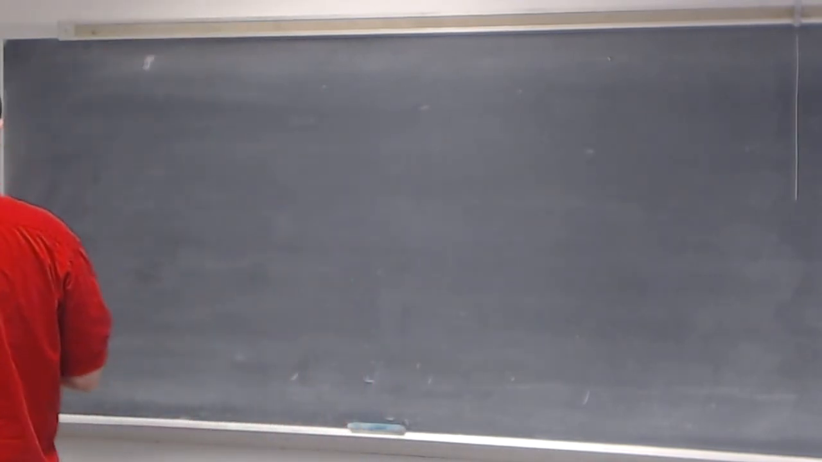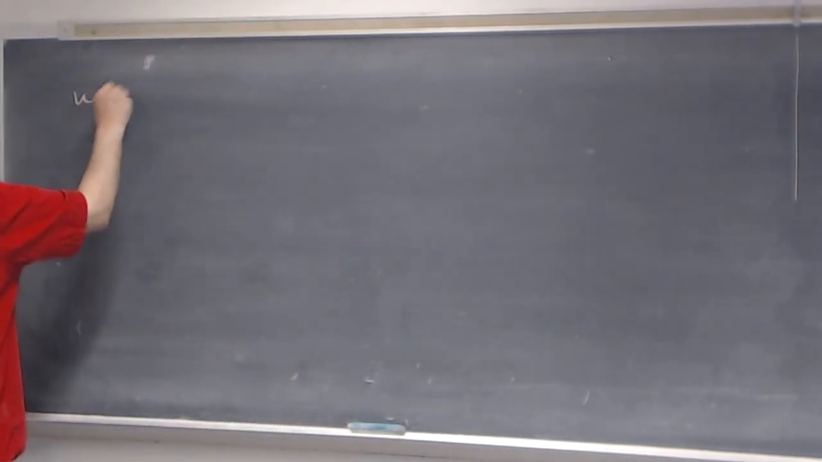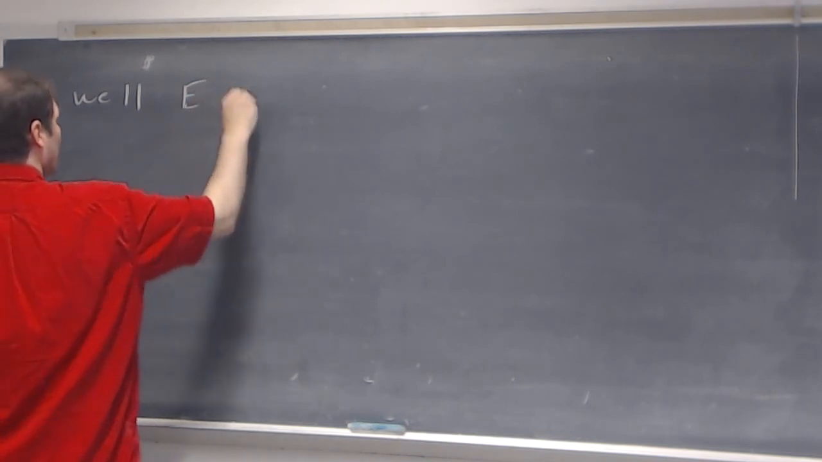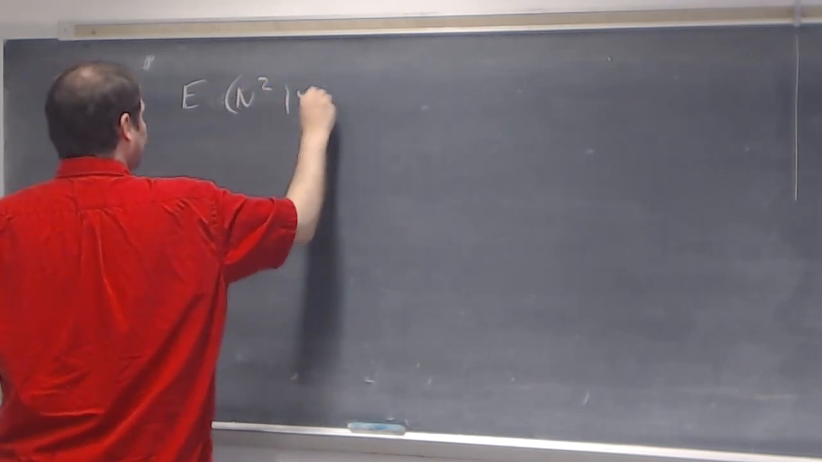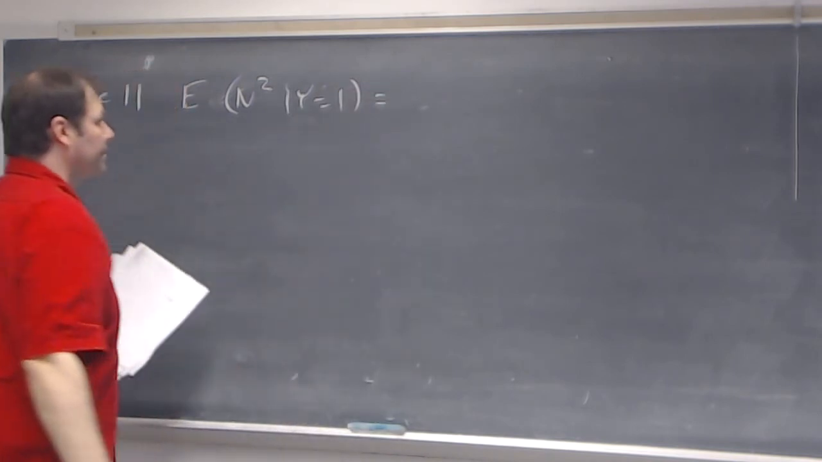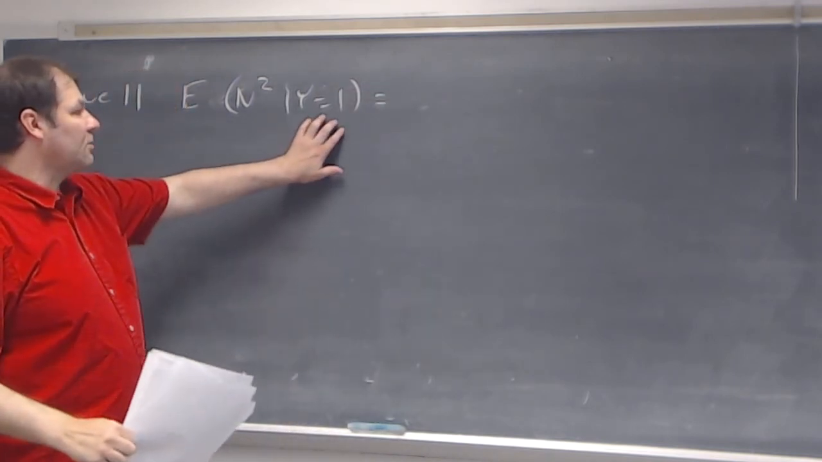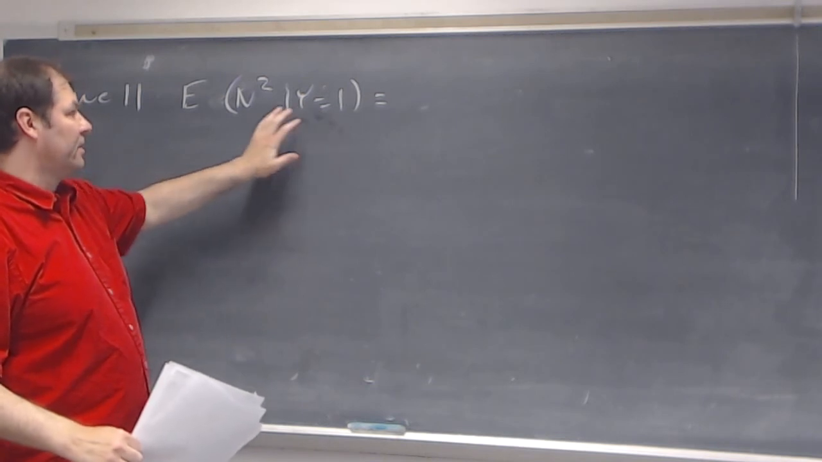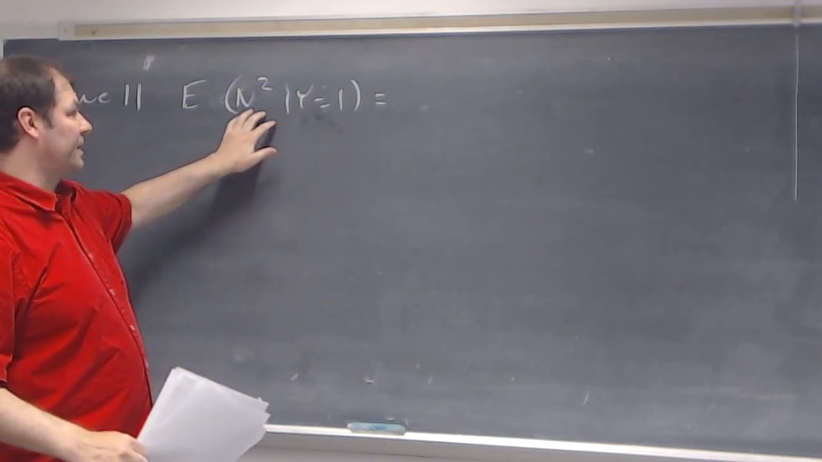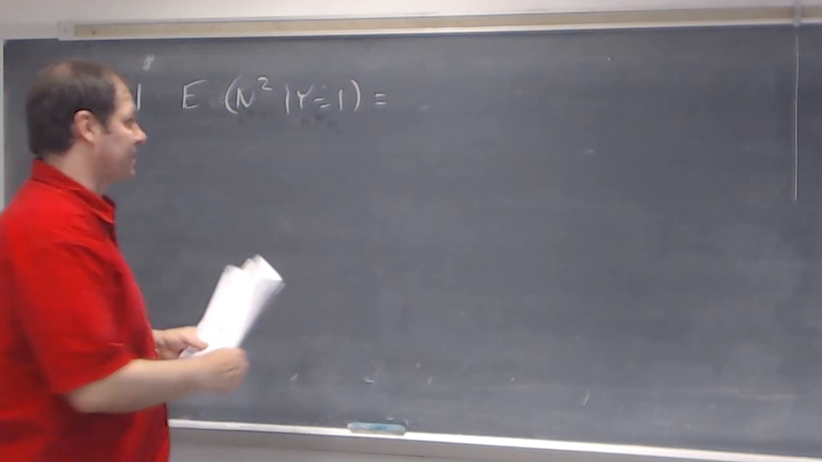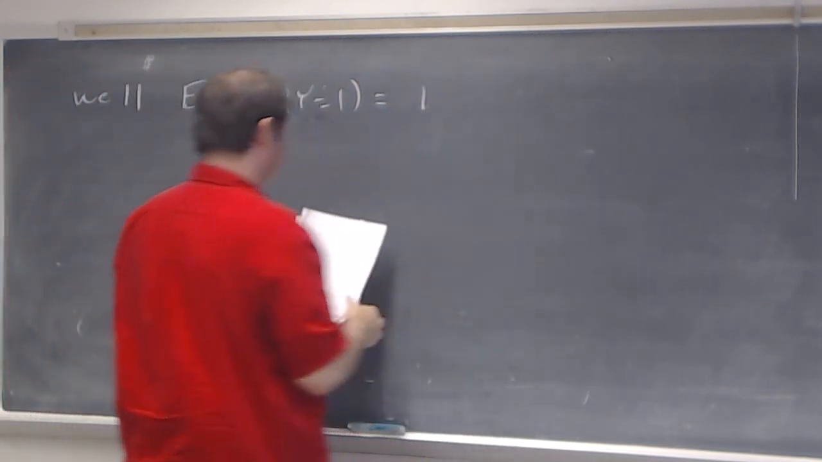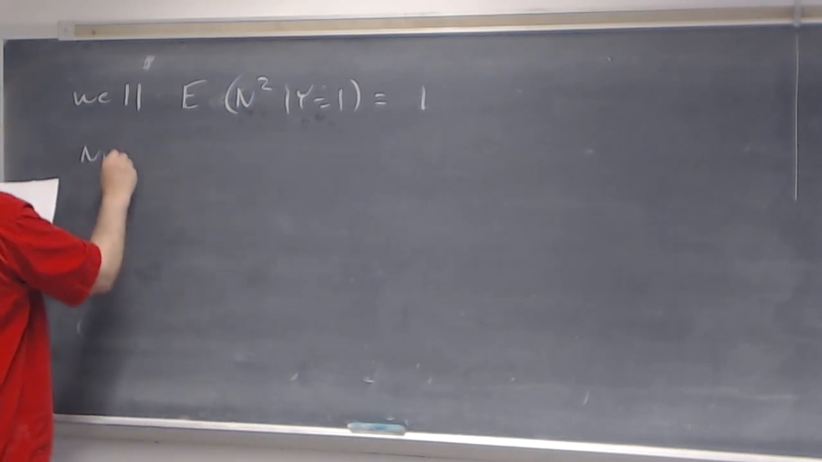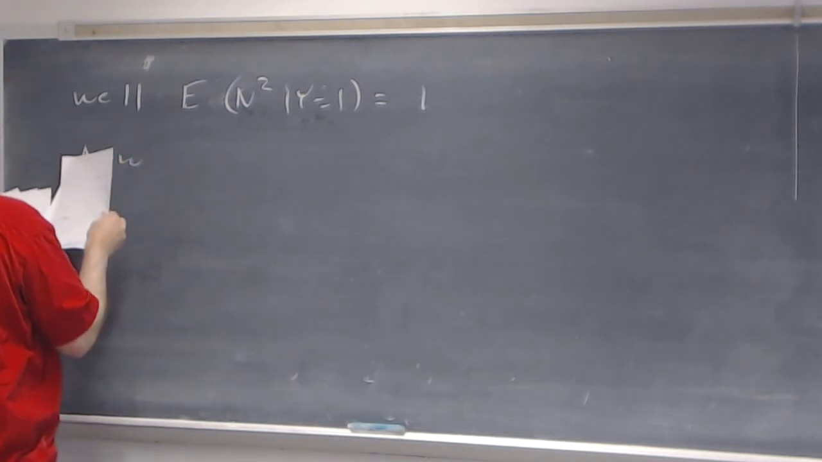Okay, the expected value of n squared given y equal to 1. Well, here y equals 1, that means that we got a success on the first time we did it. So what you expect n squared to be, we expect n to be 1, so n squared has got to be 1. So that's 1. Now, a little bit tougher on this next part.